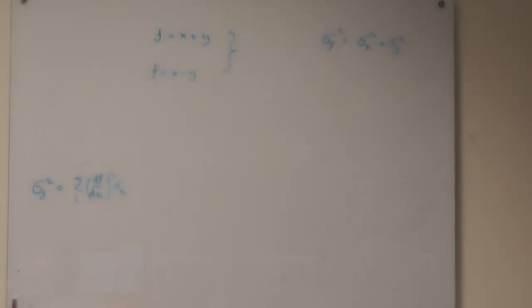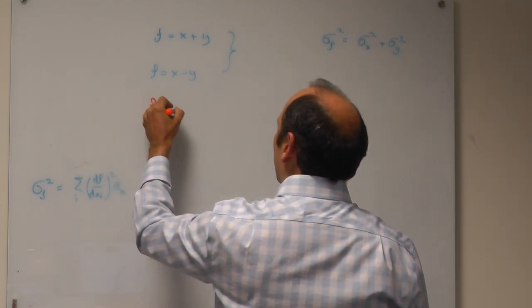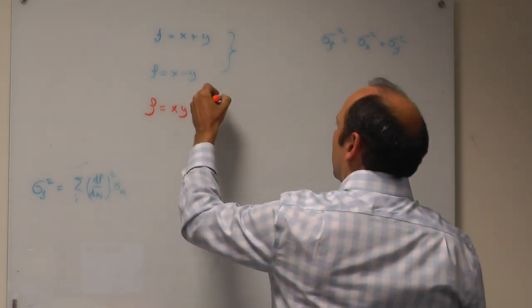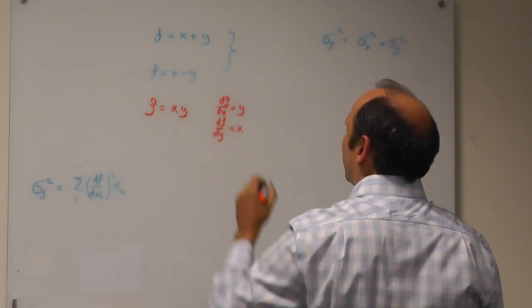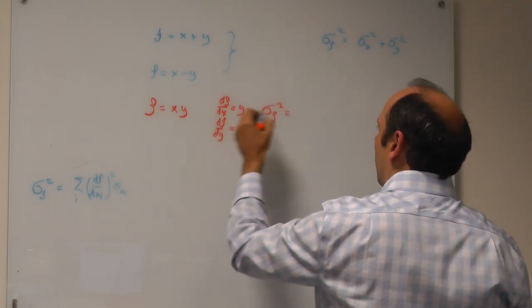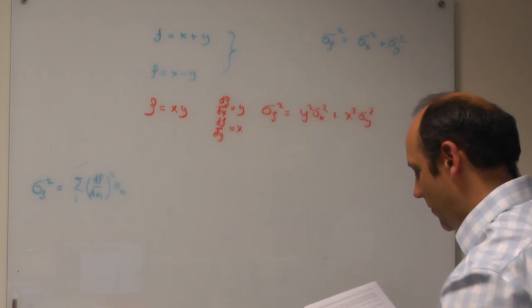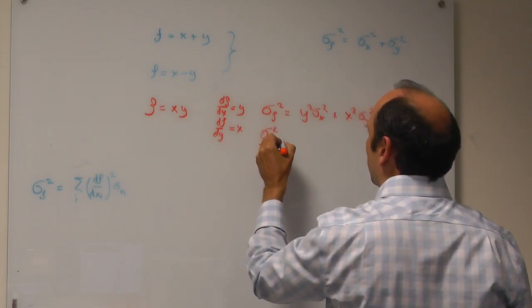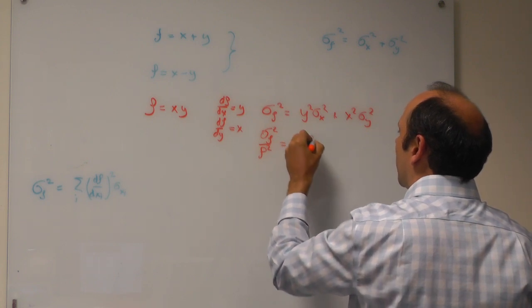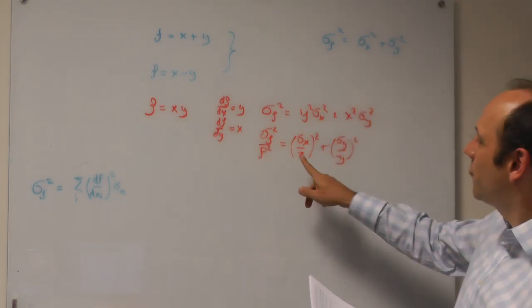I'm going to switch to another pen. So, if we take f equal to x times y, now df/dx is equal to y, and df/dy is equal to x. So sigma f squared is equal to y squared sigma x squared plus x squared sigma y squared. Okay. Now, if I divide through by f squared, I'm dividing by x squared y squared. So sigma f squared over f squared is equal to sigma x over x squared plus sigma y over y squared. So when we multiply things together, the fractional uncertainties add.